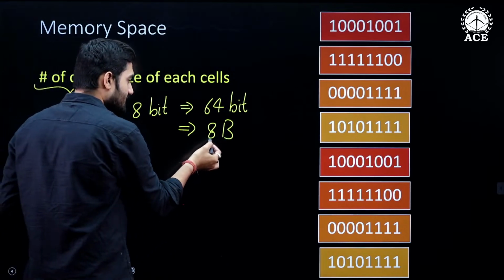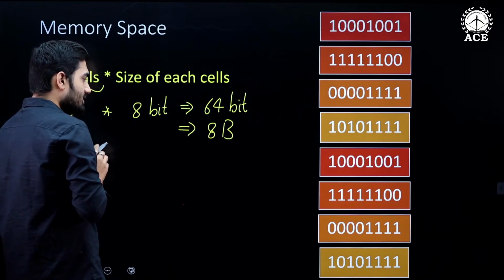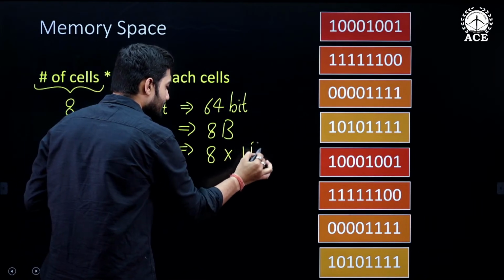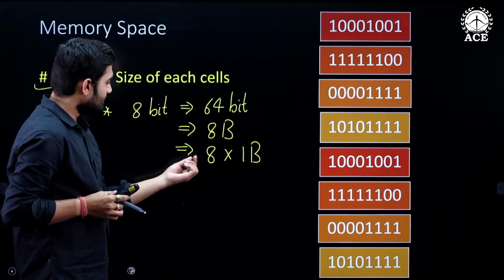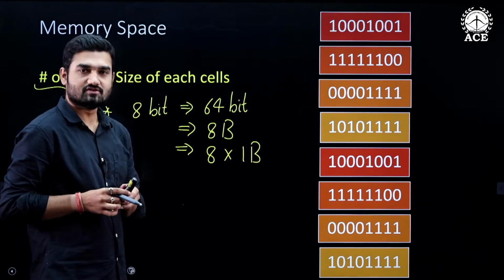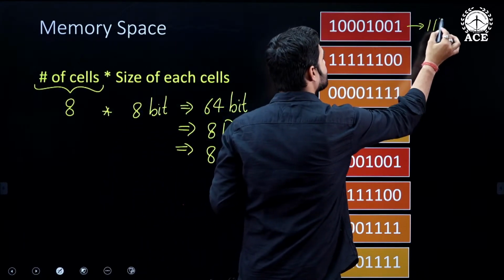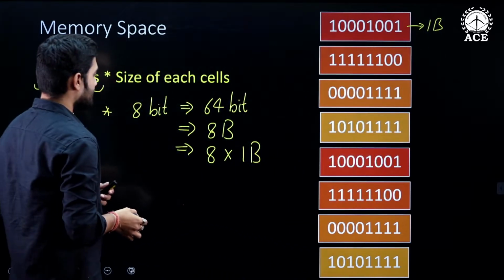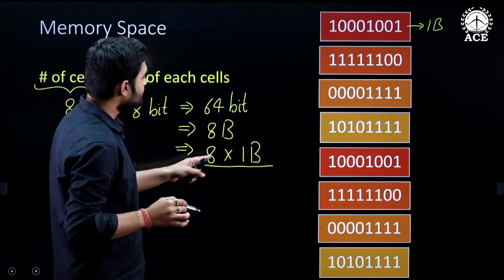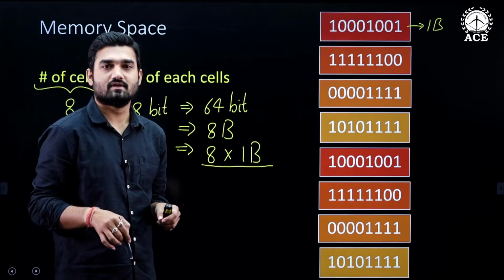Now, if I see this 8 byte from another angle, I can write it like this: 8 into 1 byte. That means I have 8 rows, and every row is having 1 byte. Okay, that is also fine. We came to know about this part. Okay, sir, I came to know about this part. That means this memory section is of 8 byte. Sir, I know.